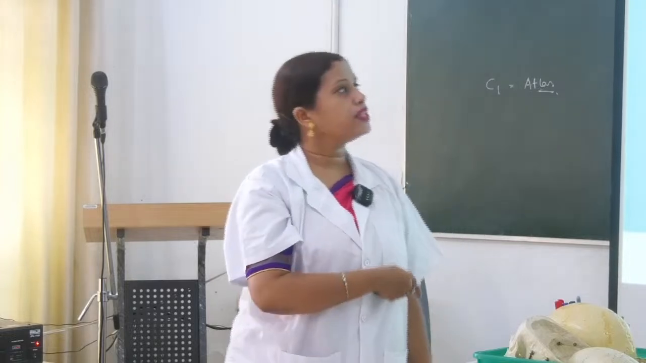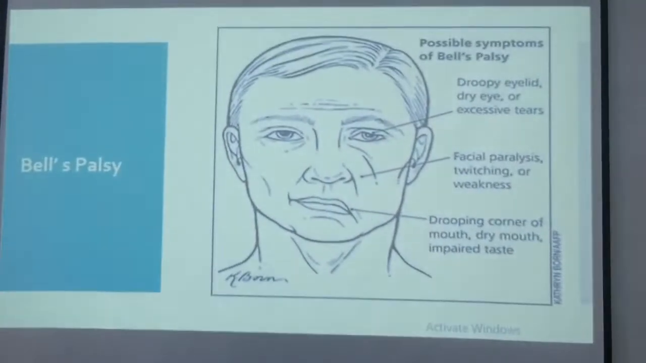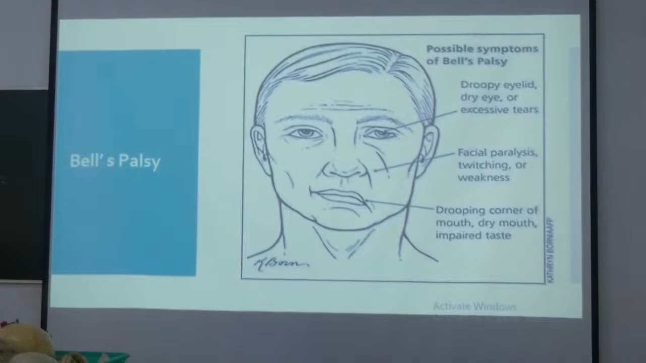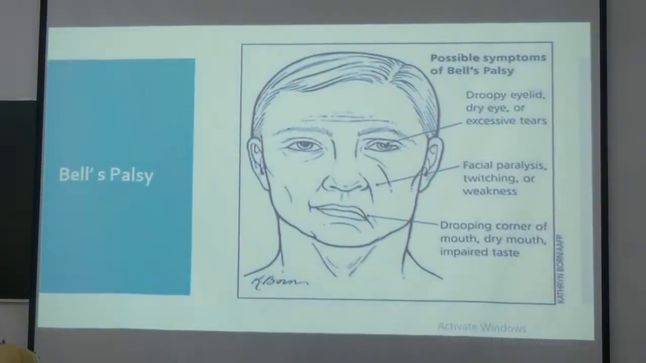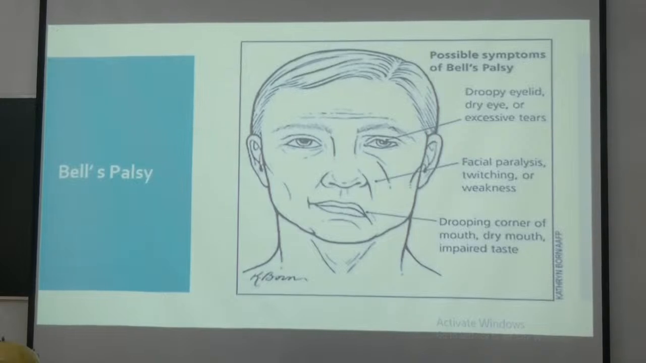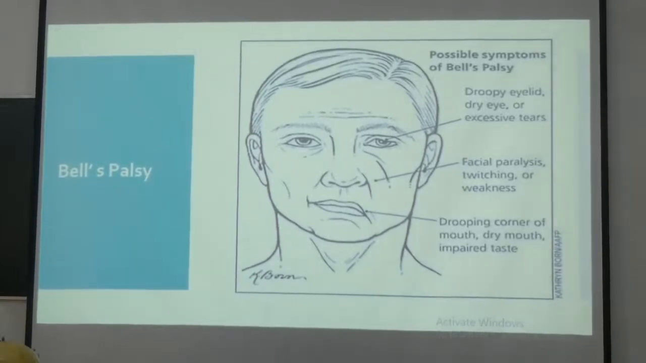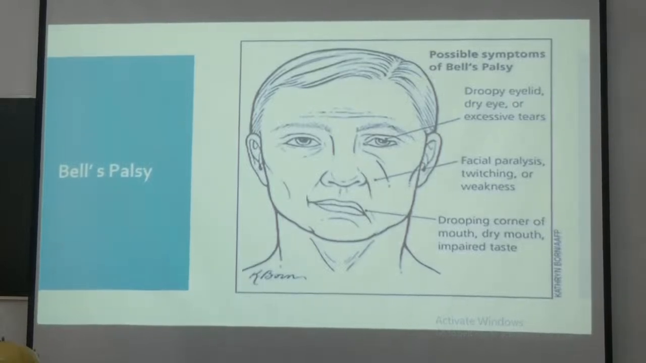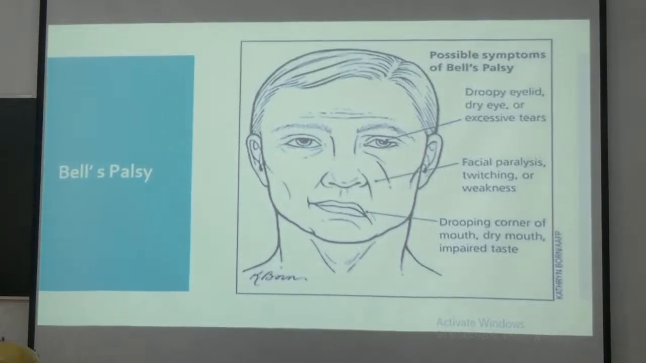Okay, so what are the features you will get in Bell's palsy? Number 1 is drooping of eyelid, which I said is ptosis. Second one is dry eye, also known as xerophthalmia. Then the third one is excessive tear. So what is this called? Epiphora. Write it down. Epiphora.